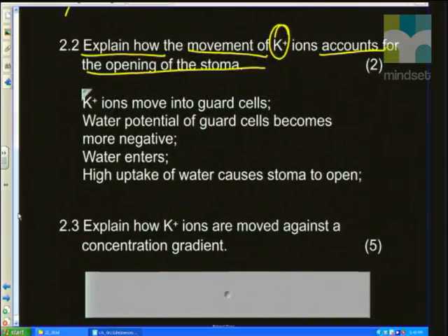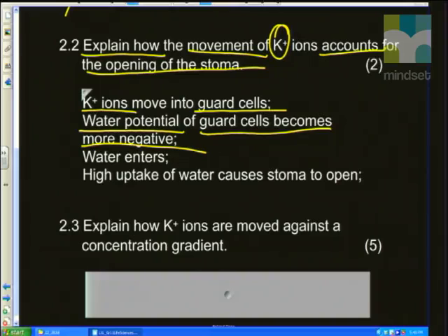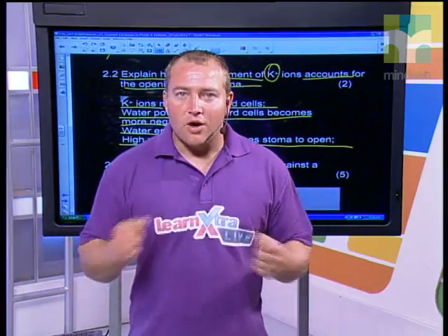Always nice to give you the answer. Yeah. Potassium ions move into the guard cells. Water potential of the guard cells becomes more negative. In other words, it can accept more water. Okay? Then the water enters, and with a high uptake of water, it causes the stomata to open. Easy, simple. You need to think, you need to use your brains, you need to use what you've done all your life. That's the point of life science.